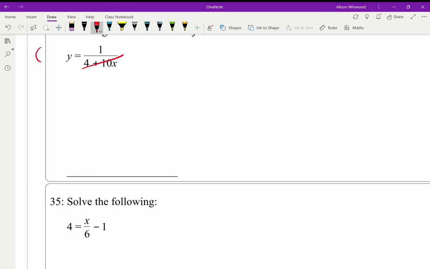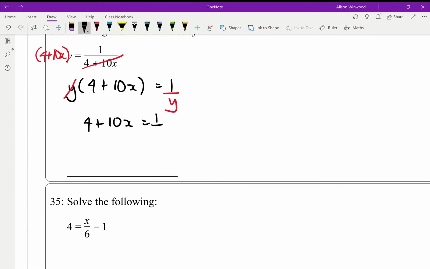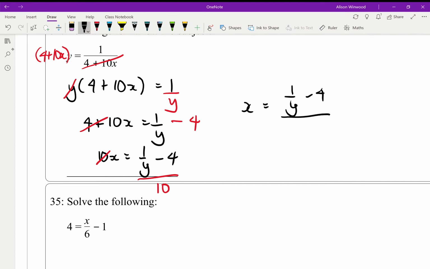Let's remove this from being a fraction by multiplying. Then I could move the y back over. Opposite of add 4 is subtract 4. And the opposite of multiply is divide. So I get x equals 1 over y subtract 4 all over 10.